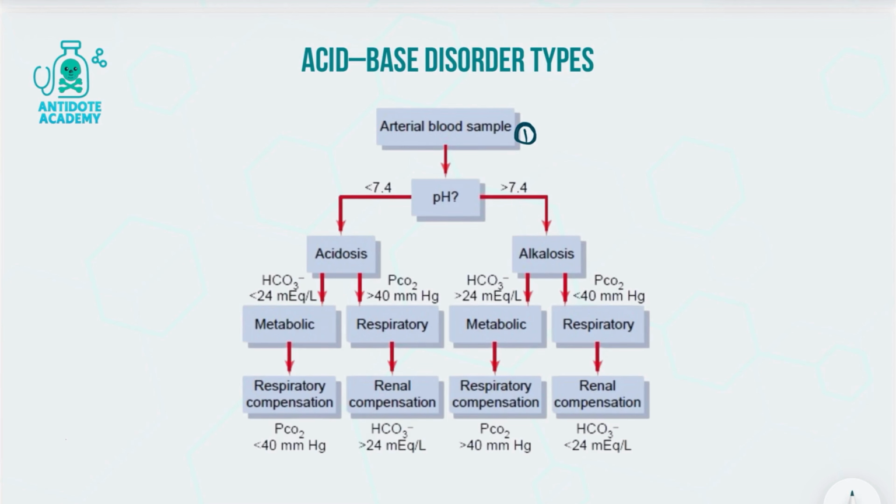In the arterial blood sample, we first check the pH. If the pH is less than 7.4, we can understand that it's acidosis. Acidosis means the blood is too acidic. And if the pH is more than 7.4, it is alkalosis. Alkalosis means the blood is too basic. So the first question is always: is the blood acidic or basic?